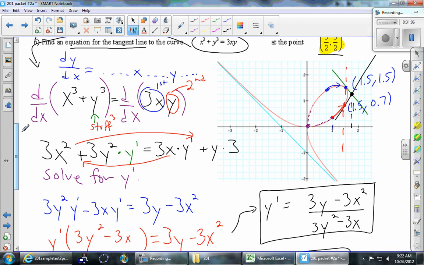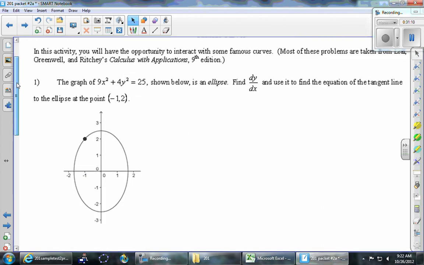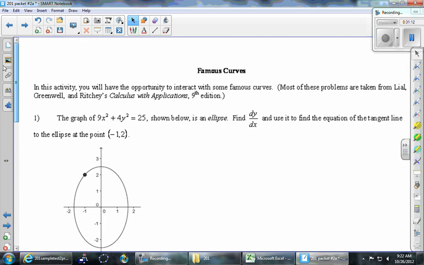All right, so here's the plan. On the next page starts the activity. It has to do with 4 different curves. So what you're going to do is follow the directions. It says find dy/dx and then find the equation of the tangent line. All day today we've been calling it y prime instead of dy/dx. It's up to you which one you write. And there is an answer key that follows, but let's see how far you can get in your groups.